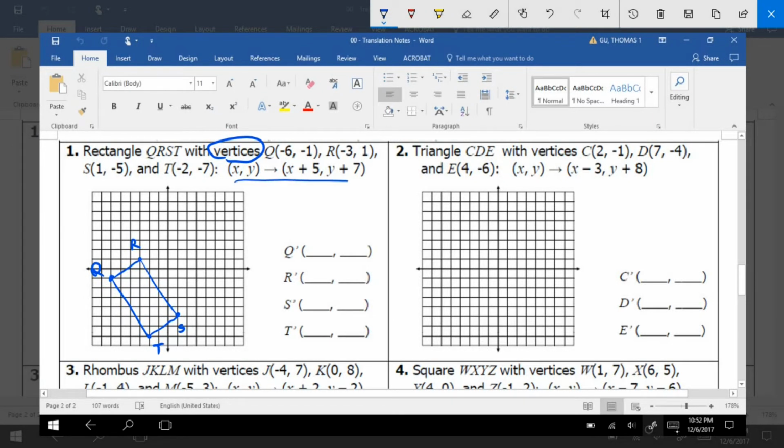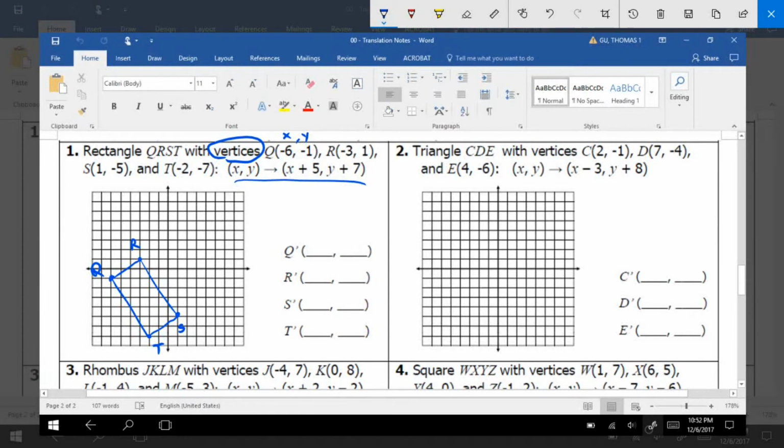(x, y) goes to (x + 5, y + 7). So all we have to do here is look at each x value. Remember, the x is first, and then y is over here. So all we got to do is add 5 to all the x values and add 7 to all the y values.